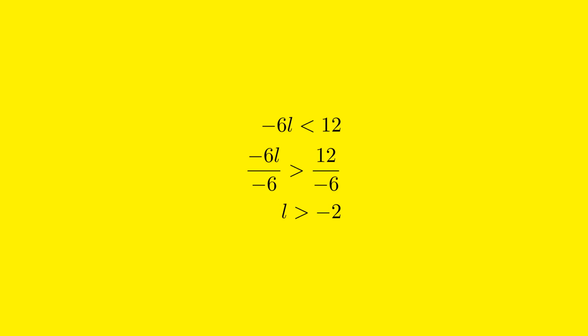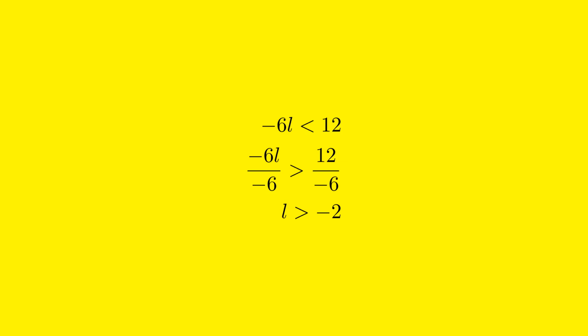Step 2. Continue solving the inequality. Negative 6l is less than 12. In this step, we need to isolate the variable l by removing the coefficient attached to it, which in this case is negative 6. To do this, we will divide both sides of the inequality by negative 6. Dividing by a negative number reverses the inequality sign. This is a crucial rule to remember when working with inequalities.